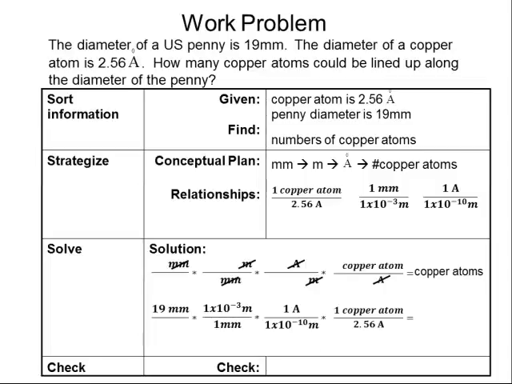And when we run that calculation and we round that number to the appropriate number of significant figures, we end up with 7.4 times 10 to the 7th copper atoms. What is that? Well, that's 74 million. So along the diameter of a penny, we can fit 74 million copper atoms. That's something you need to think about because that gives you the relative size of these atoms. Okay, they're very, very small.